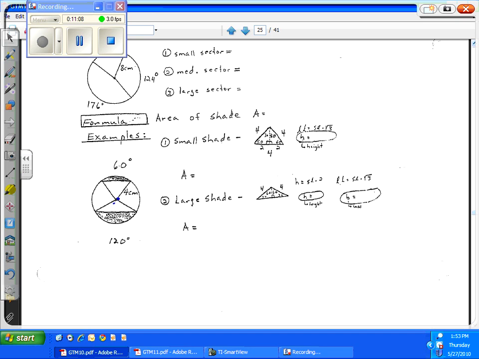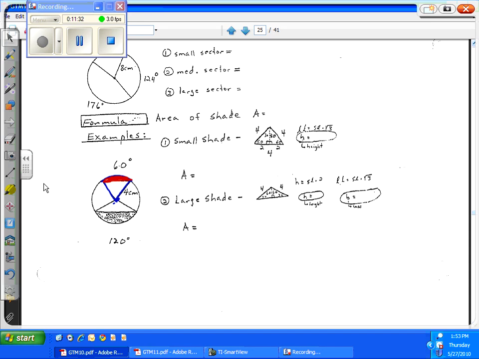And what this kind of reminds me of as we talk about that piece of pizza, there's a lot of people that won't eat their crust. So if you had that slice of pizza and you had that whole sector, but you didn't eat the crust, a lot of people nibble across there and they throw that little piece of pizza away and the crust with it. And so we're going to be trying to find the area of that shade.